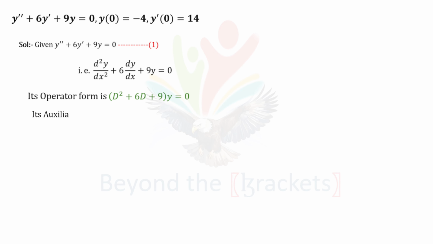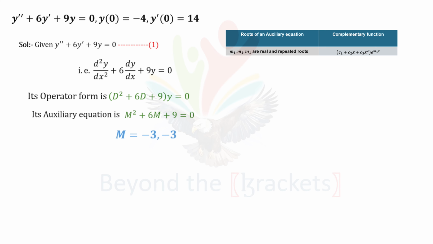Its auxiliary equation is given by replacing D with m. So it becomes m square plus 6m plus 9 is equal to 0. The roots of this equation are m is equal to minus 3 and minus 3. So here minus 3 is a real and repeated root, which is repeated twice. For this, the complementary function will be yc is equal to (c1 plus c2 x) e power minus 3x.